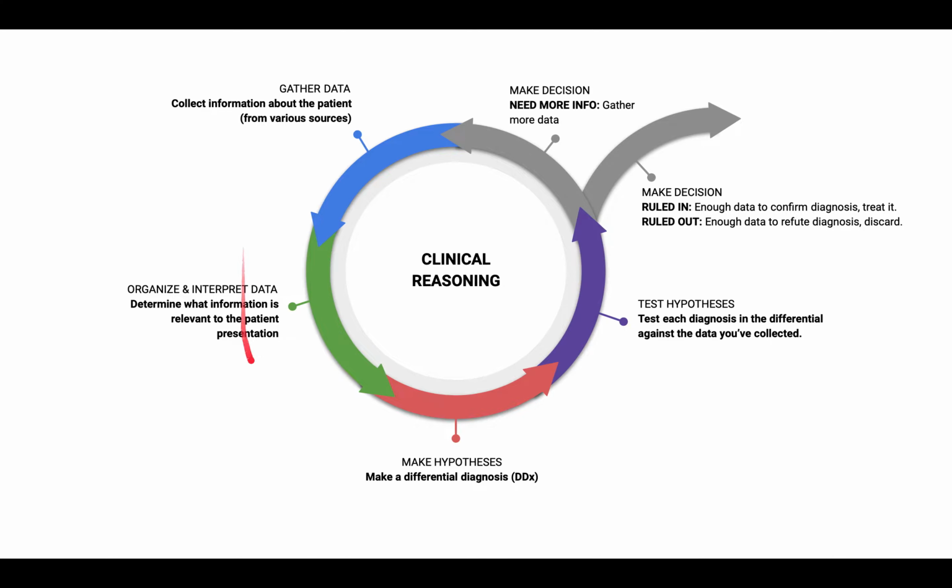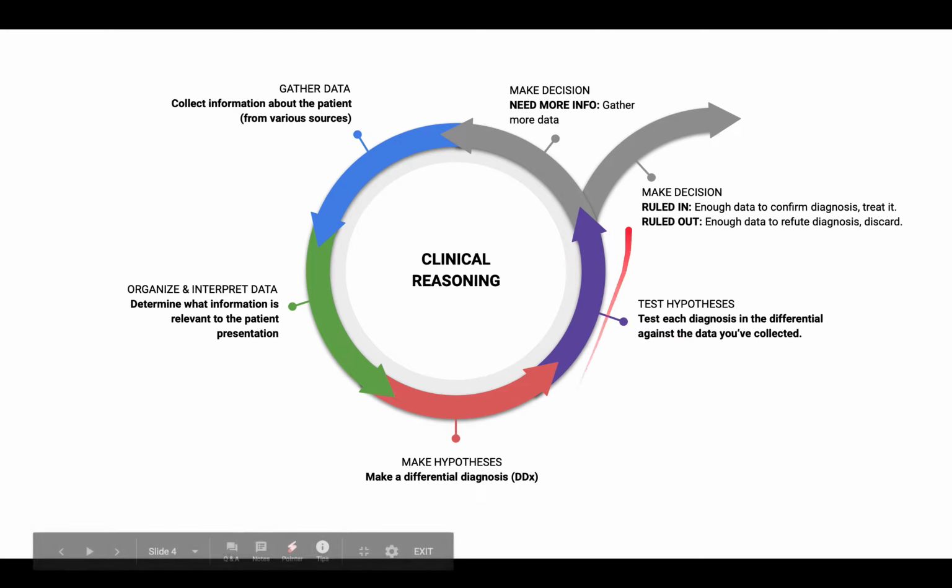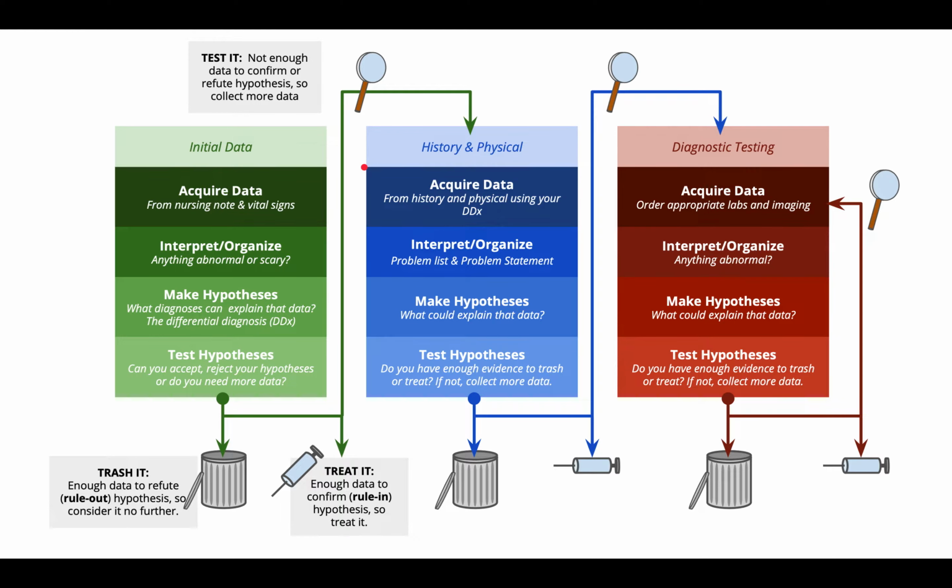And clinical reasoning is a cycle that we kind of go through over and over and over again. We're going to gather data, organize and interpret it, make hypotheses or a differential diagnosis, test those hypotheses, and we will either rule in or rule out some of those diagnoses that are on our differential, or we won't have enough information. We need to gather more data and re-enter the cycle and go around and around again. And this is how we depicted it here, right? So you're going to acquire data, interpret, organize, make hypotheses, and test it.